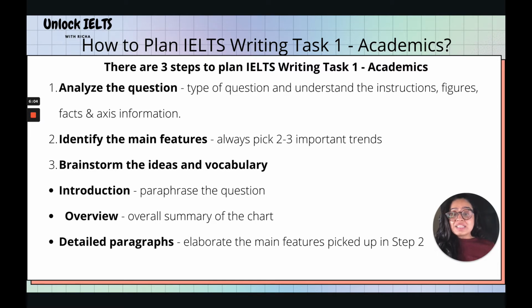Then you need to identify the main features. Here, you need to pick only 2 to 3 important trends of the graphics. And then comes the brainstorming of the ideas and the vocabulary, keeping the essay structure in mind, which involves your introduction. As I've already mentioned, it's the paraphrasing of the information given in the question. Then comes your overview paragraph. It is an overall summary of the chart. You do not mention any figures or facts here. And then come your detailed body paragraphs. Herein you are going to elaborate the main features which you picked up in step 2.